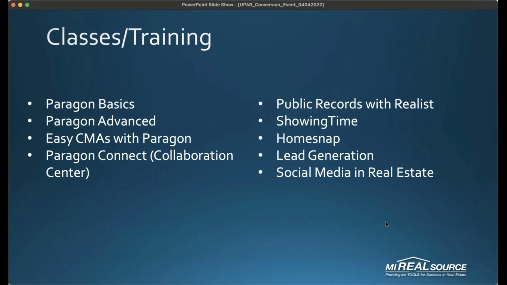Classes and training. Now, this is one of the other huge benefits by coming onto our platform: we take training very seriously. And in addition to the basic classes, we go into advanced classes. As you can see, we go into Paragon Connect, Collaboration Center. We go into public records, if you use that product, we go into Showing Time, HomeSnap, as well as specialty classes that show you how to pull all of that together with lead generation and social media. So we show you how to take all of these tools and build your business. So it's a big piece of something we provide, and we're offering new classes all the time.